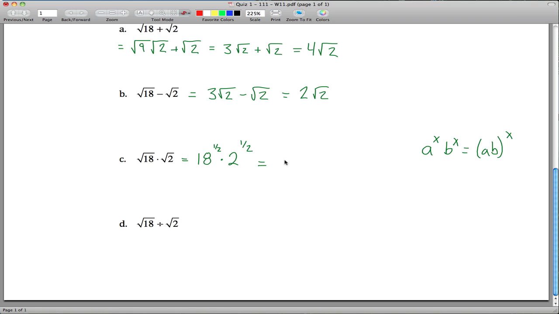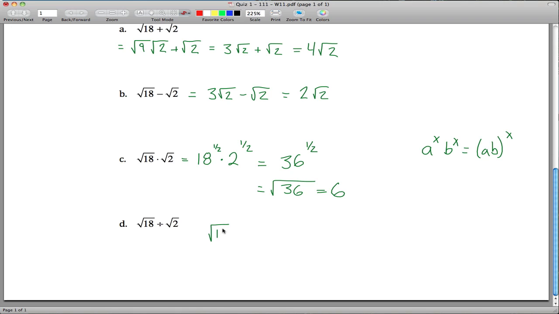So what this is equal to is 36 to the 1/2, 36 being a times b. And then you're like, wait, but 36 to the 1/2 is the square root of 36. And the square root of 36 is just 6. And so that's your answer right there. And then finally, the last one, square root of 18 divided by the square root of 2.